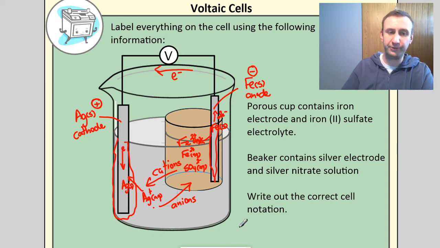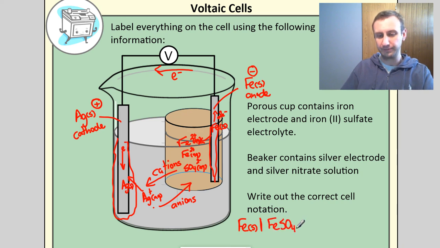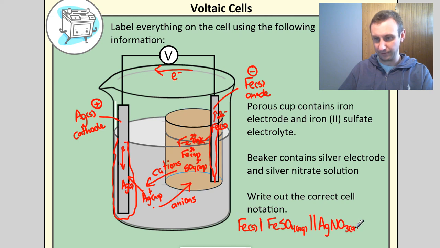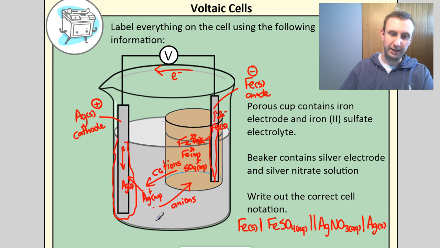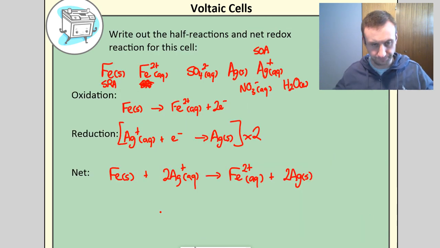Write out the correct cell notation. Easy peasy, I can do that. I have my anode of Fe solid, phase boundary, my bad. My electrolyte of FeSO4 aqueous as my electrolyte with the anode. Now I got my porous boundary with the porous cap. Now I've got my AgNO3, silver nitrate aqueous, phase boundary, Ag solid. I didn't draw the nitrate in here. I probably should have done that. NO3 minus aqueous. All right, good.